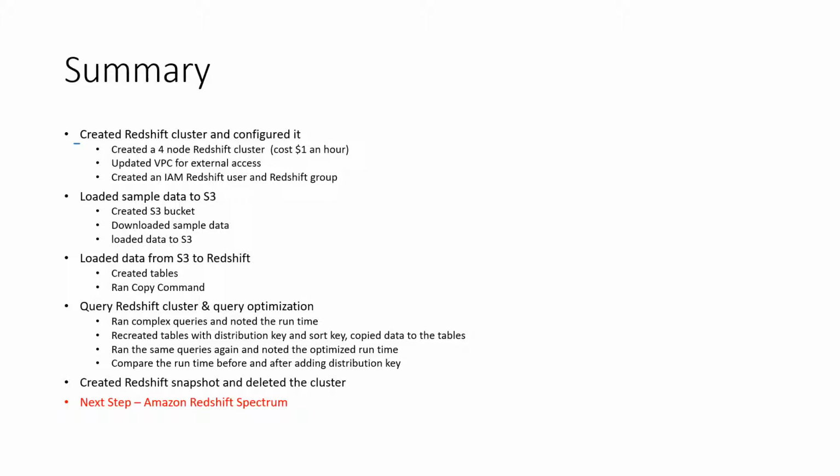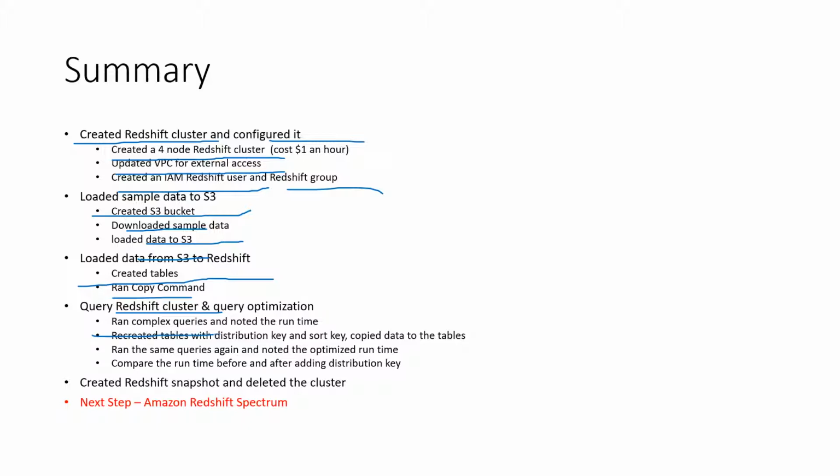In summary, I created a Redshift cluster and configured it, which included creation of a 4-node Redshift cluster, updating VPC security group for external access, and creation of an IAM Redshift user and a Redshift group. I also loaded sample data to S3, which included creation of an S3 bucket, downloading sample data, and loading data to S3. I also loaded data from S3 to Redshift, which included creation of tables and running the copy command.